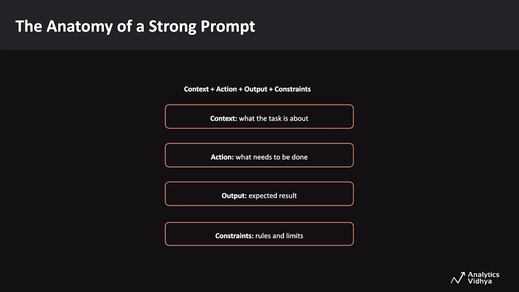A strong prompt is made up of four key components: context, action, output, and constraints. Context is what the task is about, the situation or the background. Action tells Co-work what needs to be done. Output specifies the expected result or deliverables. Constraints define the limits or rules for the task, like time, scope, or format. By breaking your prompt into these parts, Co-work will know exactly what to do and how to do it.